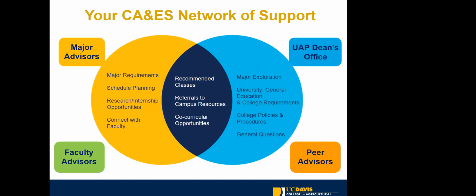And so you can see that major advising and the dean's office do have some areas of overlap where we can refer you to some great campus resources, help build your network of support, and help you get involved with co-curricular opportunities. And then I also want to talk about faculty advisors. Faculty advisors are your professors, your instructors who are teaching your classes. They're also individuals who you may get in touch with if you want to pursue a research project. So faculty are really good people to get connected with, especially at UC Davis. And then peer advisors are the students within our college, within our majors, within other majors you're interested in exploring, who can really give you that perspective of what it's like to be a student at UC Davis and within the college.